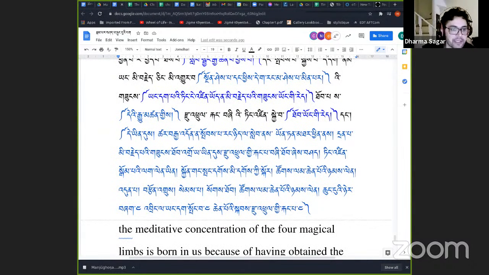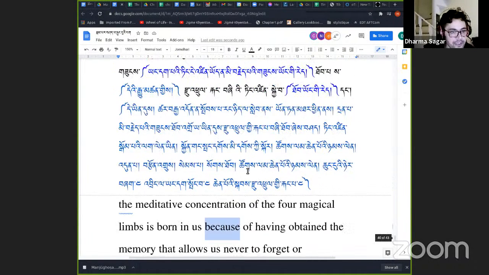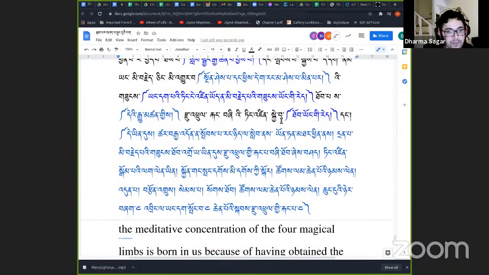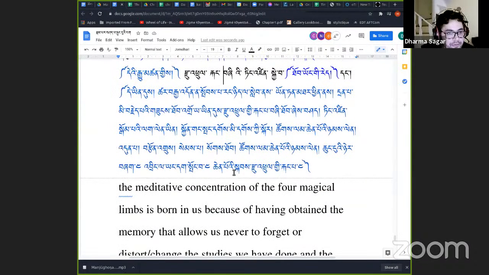So because of obtaining this memory, then the four meditative magical limbs are born. Meditative concentration of the four magical limbs is born. So that's because that is here. So it's fine. Yes, and so he also said that because of, in short, he was kind of resuming what he was saying.